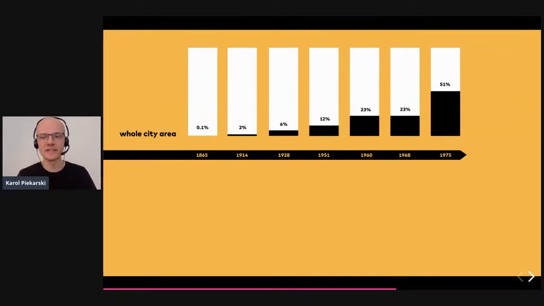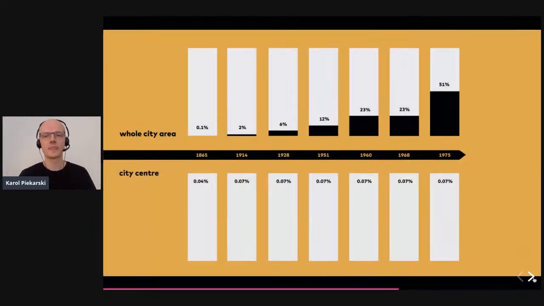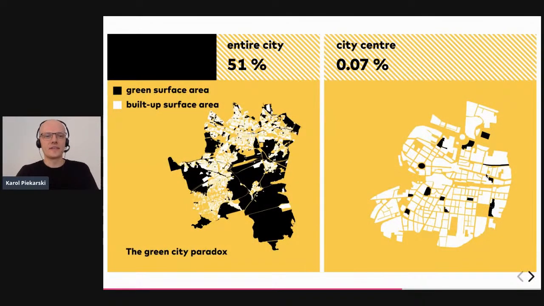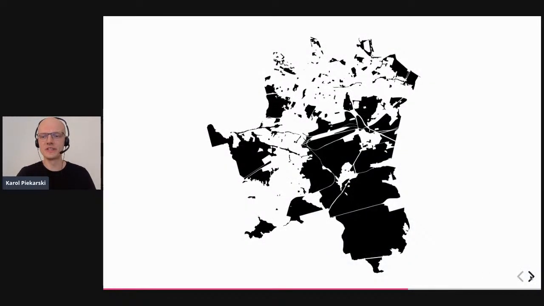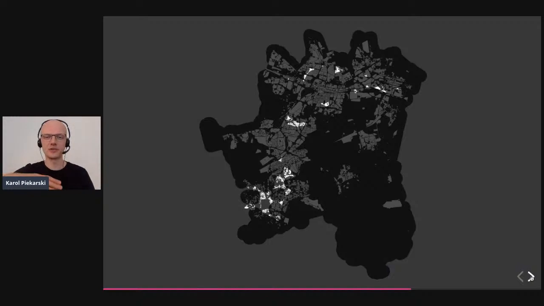However, if you compare it with the inner city, it gives you a totally different output. See, in the city center, it has not really changed, and it's very little. We call it the green city paradox, and in order to dig deeper, we wanted to explore one other thing: how accessible those areas are. So we measured isochrones of the areas accessible by foot within a 15 minute walk. This is what we did, and we overlapped it with the green areas.